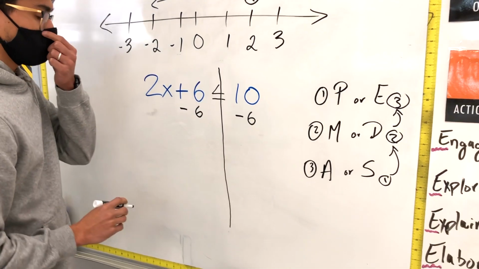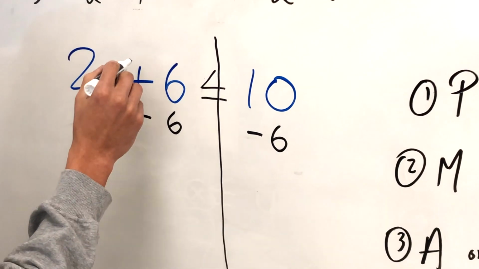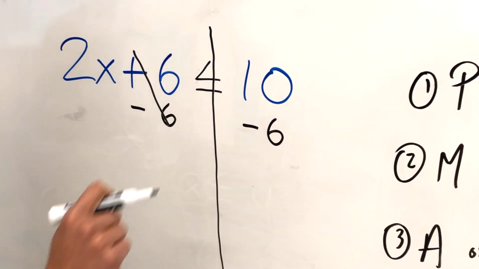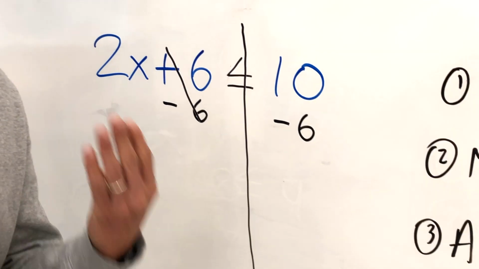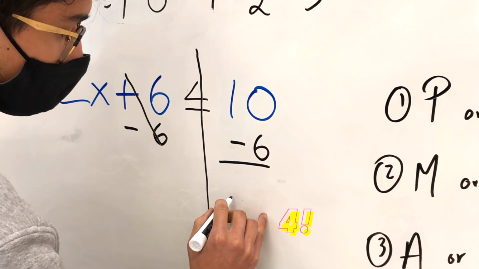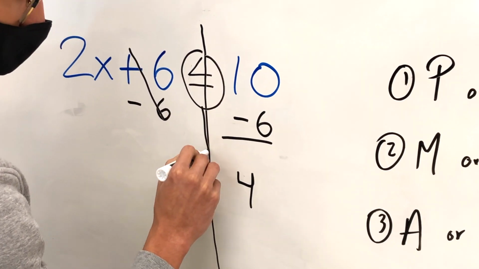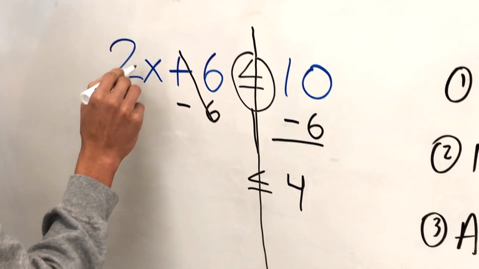All right. So now we have 6 minus 6, easy math. That cancels out to 0. So now we have 10 minus 6. What does that give us? 4. Nice. Now bring down the 4. Bring down your sign. Less than or equal to. And bring down your 2x.